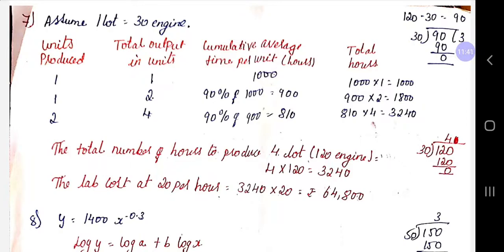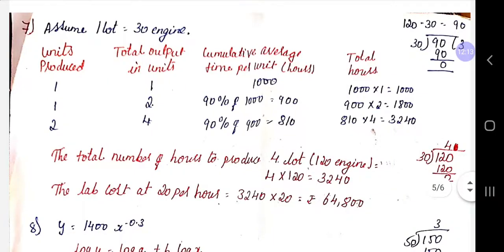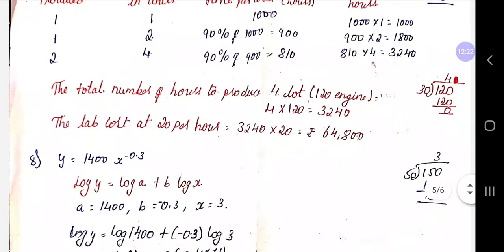So the total is 120, that is 4 lots. 90 divided by 30 you will get 3, and I am adding the one lot they produced first, so the total is 4 lots. So the same thing: units produced, total output in units, cumulative, all those things, and the rest is the same as the last problem. Here 90 percent of 100 you will get the hours, and the total labor cost you need to find out.